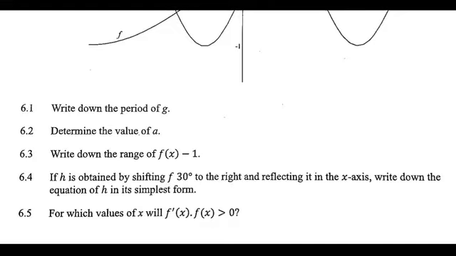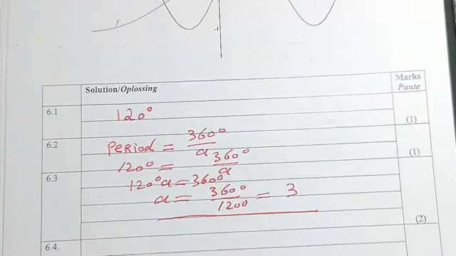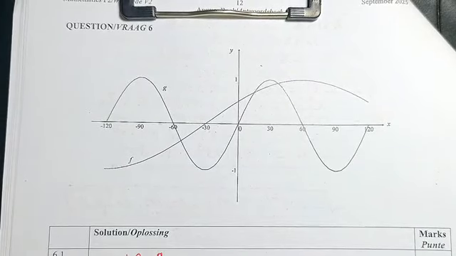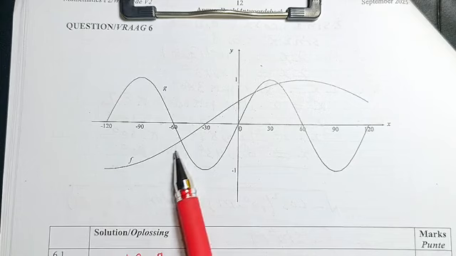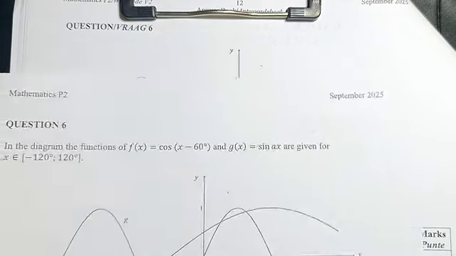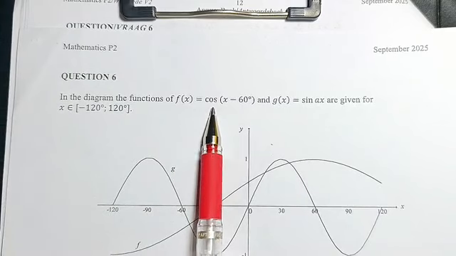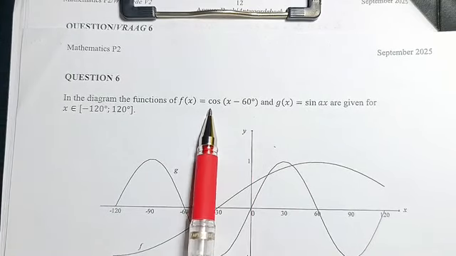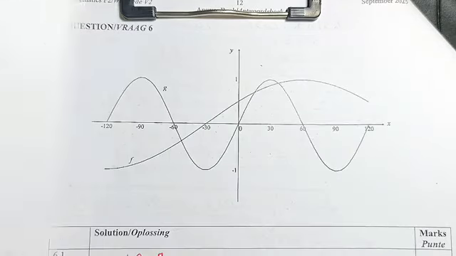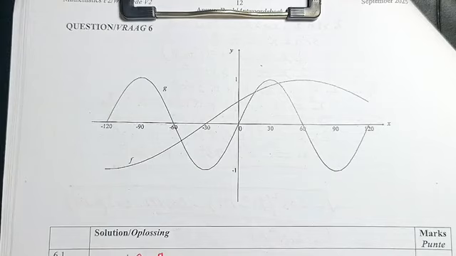6.3. Write down the range of f of x minus 1. There are two ways to solve this question. The first way is this one. This is your f of x cos graph, and you must remember it is cos(x − 60 degrees). So this is a normal cos graph. For the normal cos graph, the range is between negative 1 and positive 1.